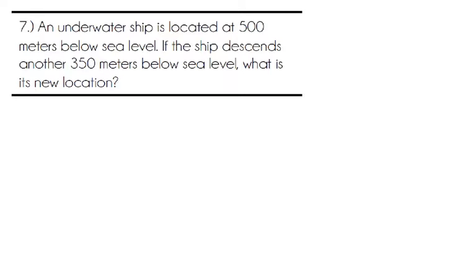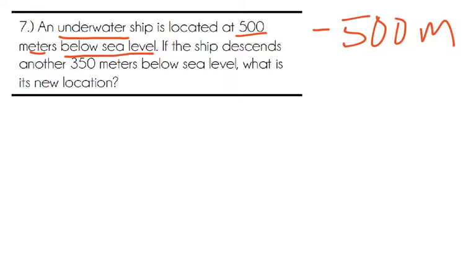Here we have an underwater ship is located at 500 meters below sea level. If the ship descends another 350 meters below sea level, what is its new location? Well, there's some important keywords here. First of all, an underwater ship. So right away, that should indicate to you that this is negative. It's under sea level, under the sea, negative 500 meters. Here it even tells you it's below sea level. Okay, so that's at a negative 500 meters.